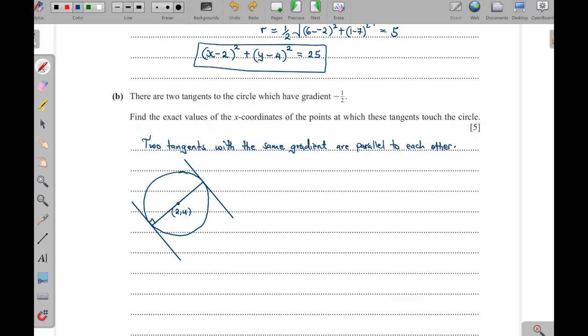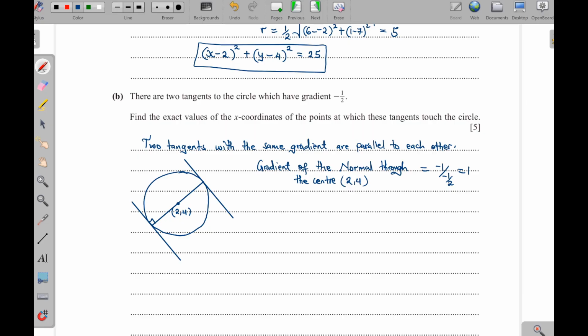Okay, now the gradient of the normal. A line that is perpendicular to the tangent, we call it the normal. So the gradient of the normal through the center of the circle, through the center (2, 4), will be equal to -1 over -1/2, which is equal to 1.